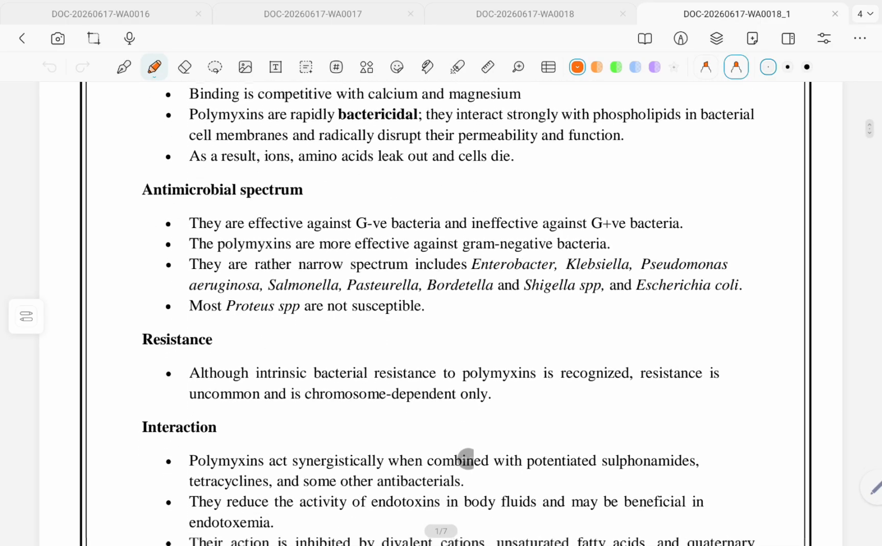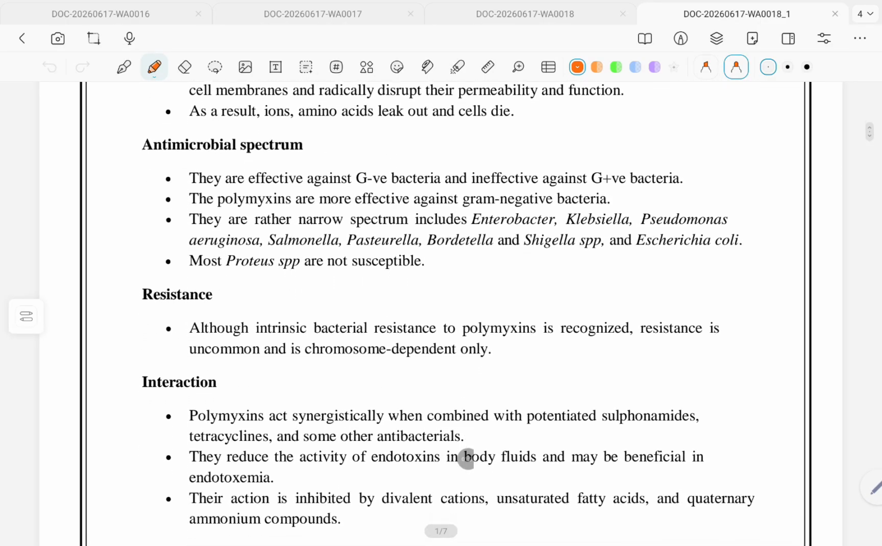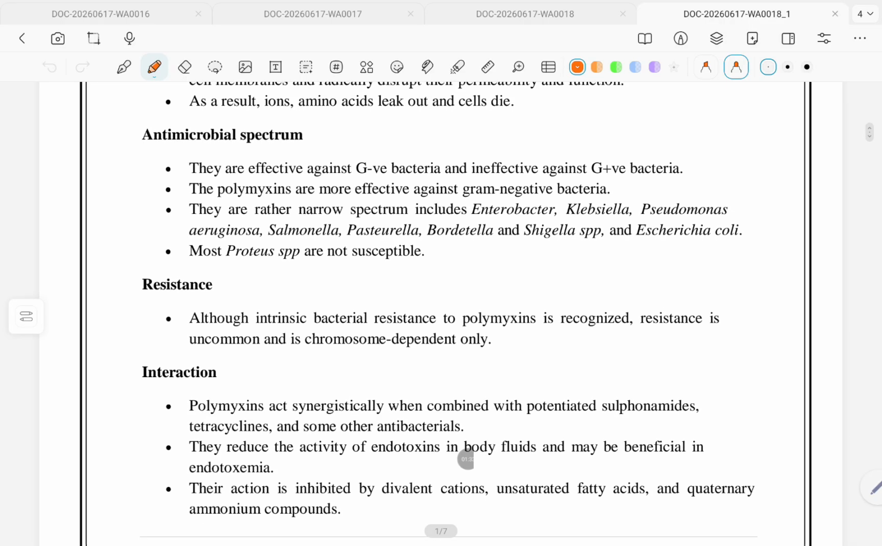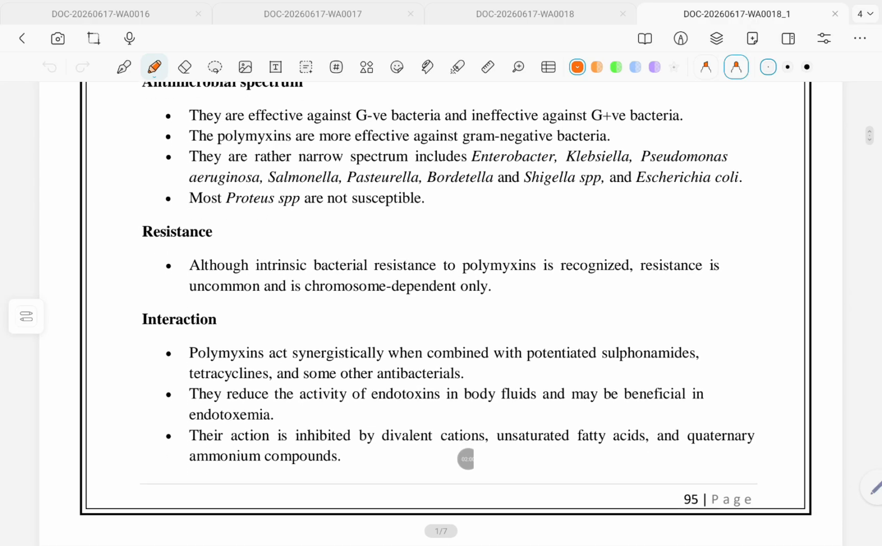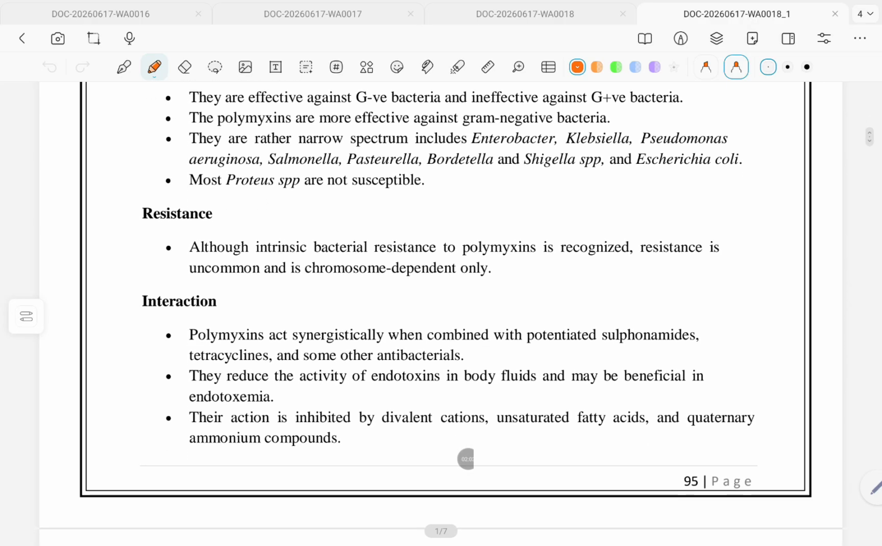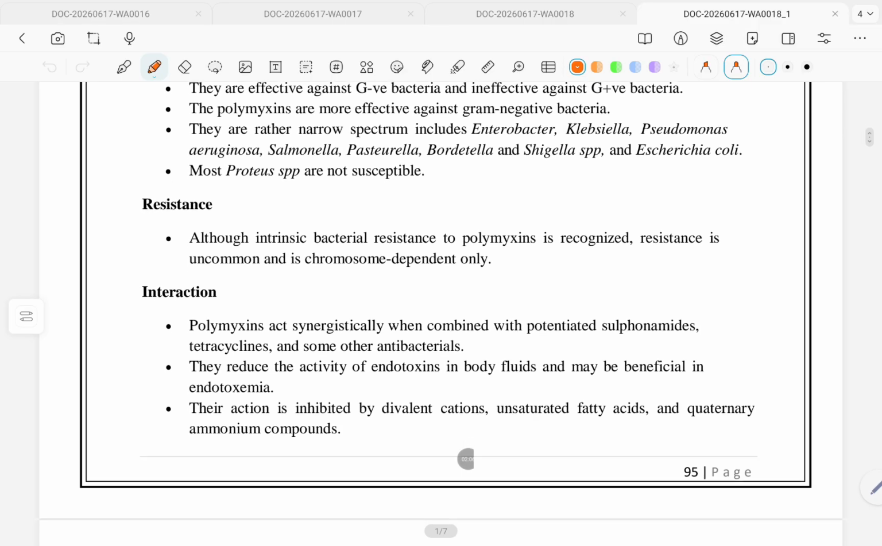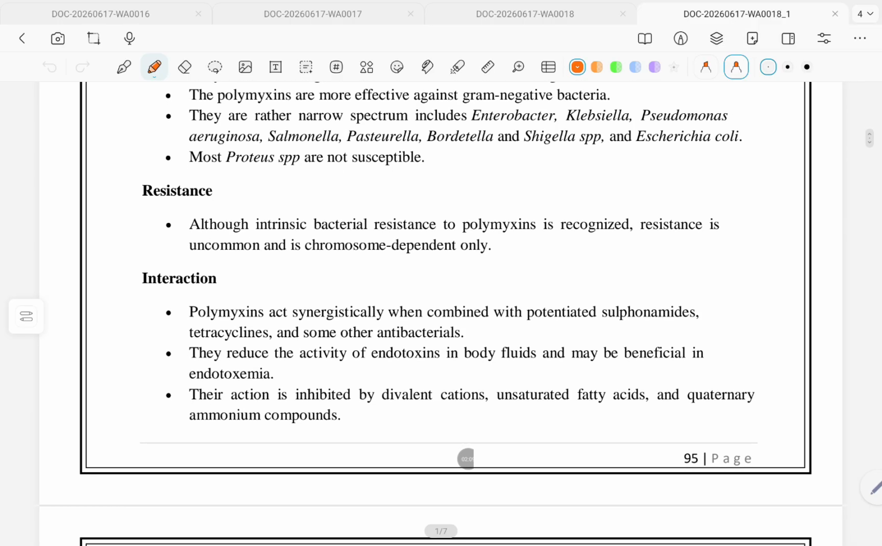Antimicrobial spectrum. They are effective against gram-negative bacteria and ineffective against gram-positive bacteria. They are rather narrow spectrum, including Enterobacter, Klebsiella, Pseudomonas aeruginosa, Salmonella, Pasteurella, Bordetella, and Shigella species, and Escherichia coli. Most Proteus species are not susceptible. Resistance. Although intrinsic bacterial resistance to polymyxin is recognized, resistance is uncommon and is chromosome dependent only.